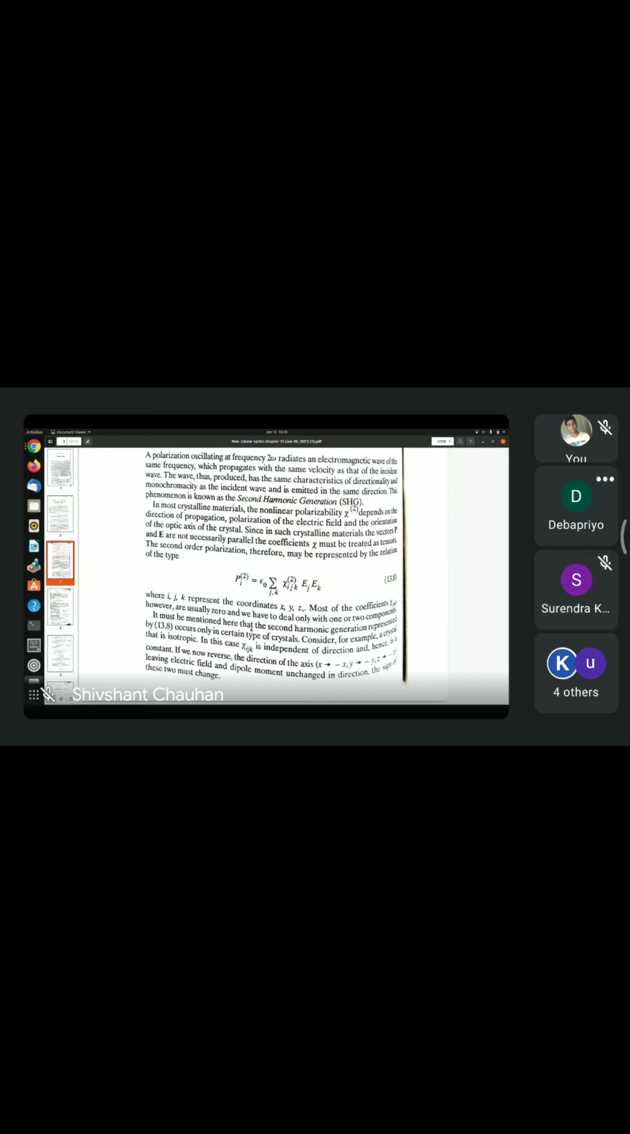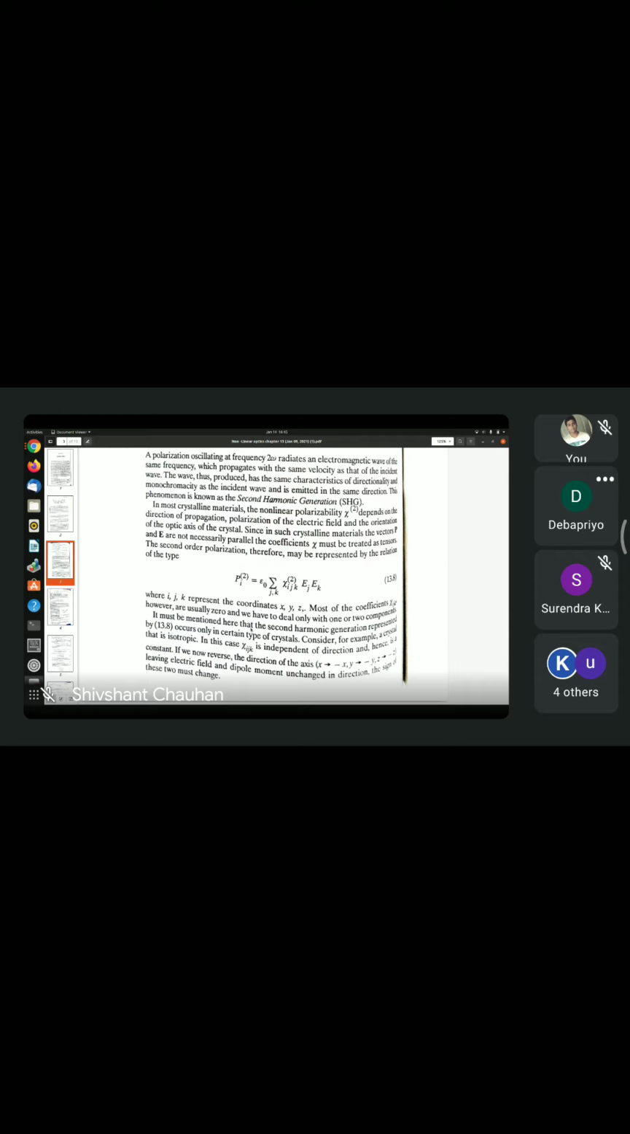So you have here a tensor of rank 3, chi ijk, multiplied by tensors of rank 1, Ej and Ek. If you want to be very correct with your notations, then if you write P subscript i and then chi subscript ijk, you would have to write E superscript j, E superscript k. That way you would be correct as far as representing quantities in tensor notation is concerned, but we shall ignore this fine point.